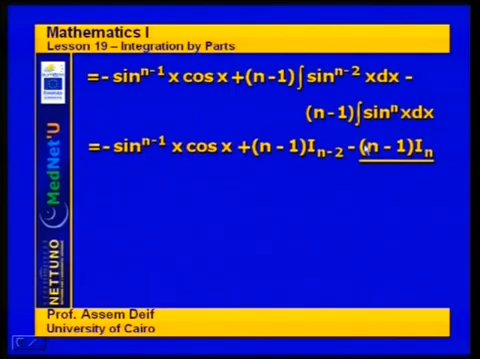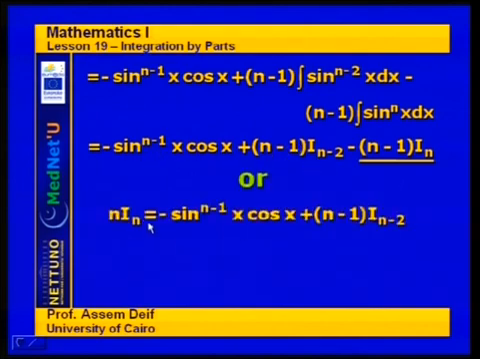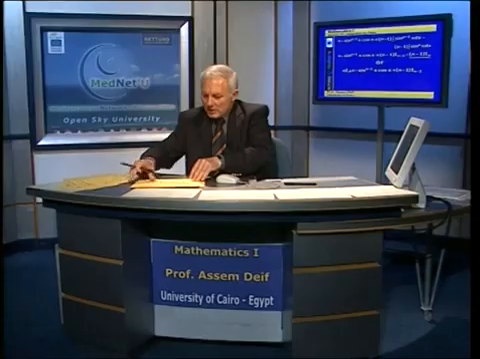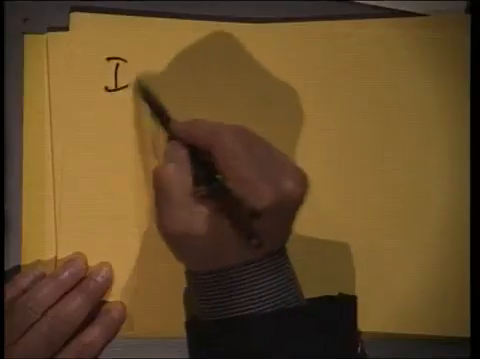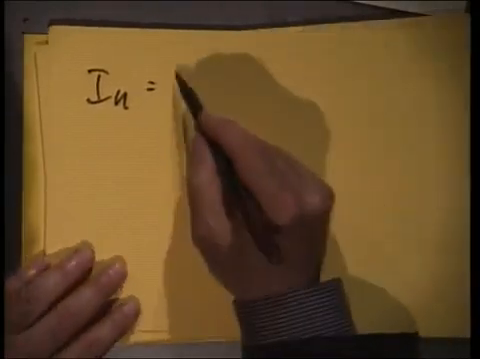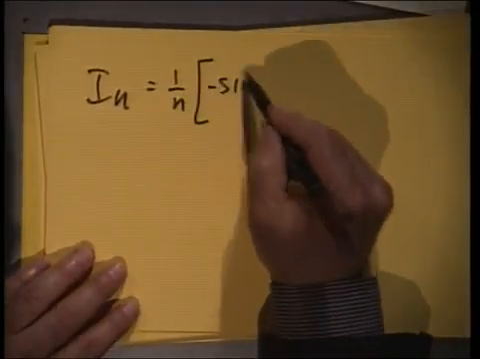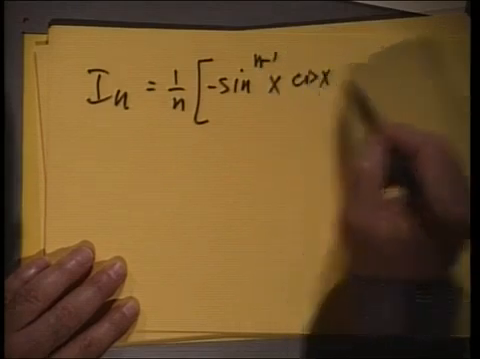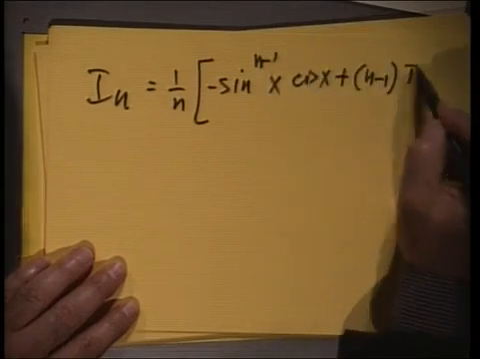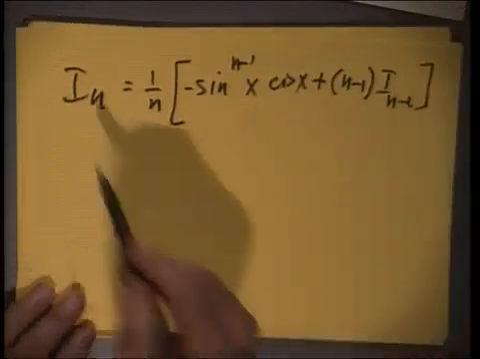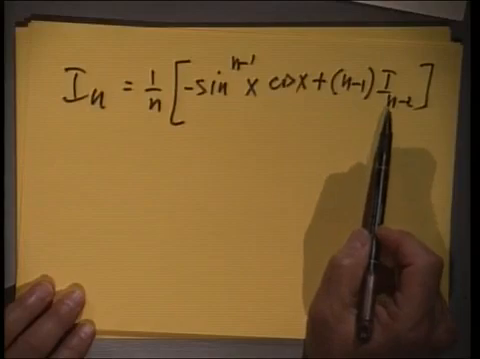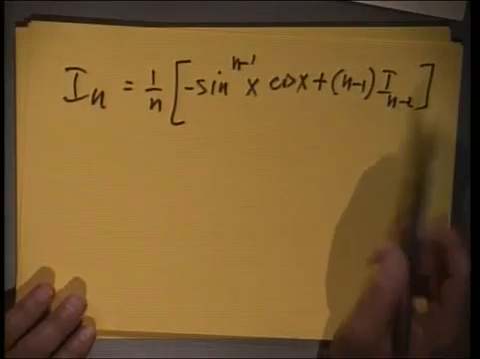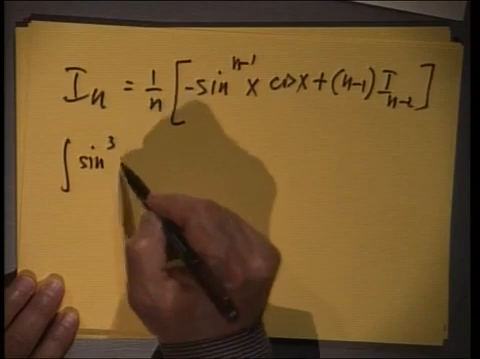So if you move this, which is I n, to the left-hand side, you get 1 plus n minus 1, in other words, n I n is equal to this expression here. And if you divide by n, you obtain I n, the integral of sine to the power n, equal to 1 over n times minus sine n minus 1 x times cosine x plus n minus 1 times I n minus 2. It tells you the integral of sine to the power n is given in terms of the integral of sine n minus 2. Suppose they wish to ask you to obtain the integral of sine cubed.